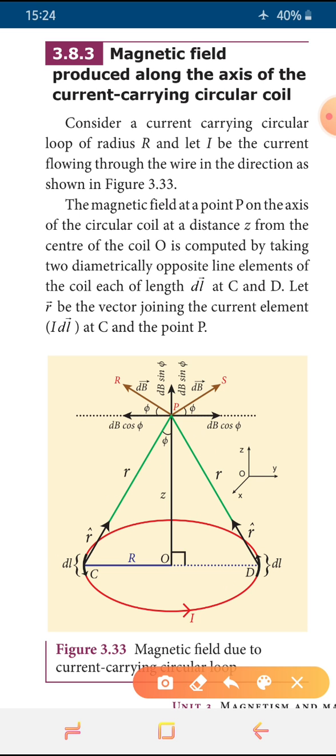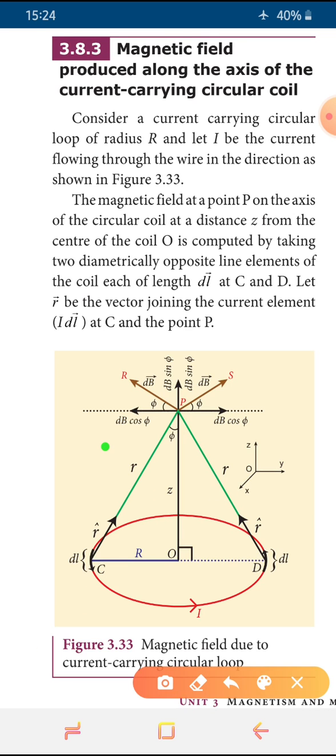And one more thing, the angle CPO is equal to phi. The angle CPO is equal to what? It is phi. Okay, and this dB is resolved into two components, dB cos phi and dB sin phi. So that we got here. Are you clear? Yes, good.